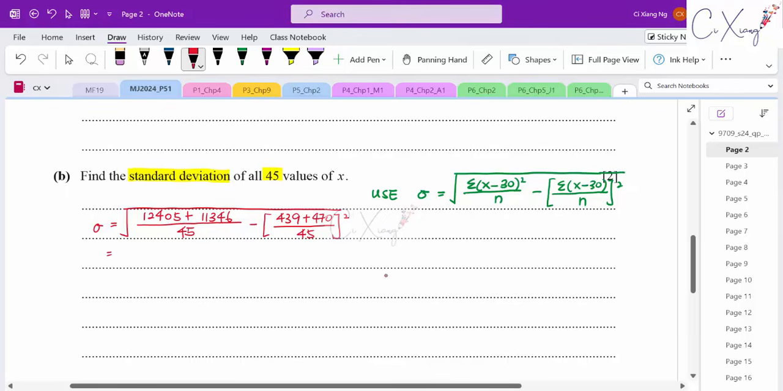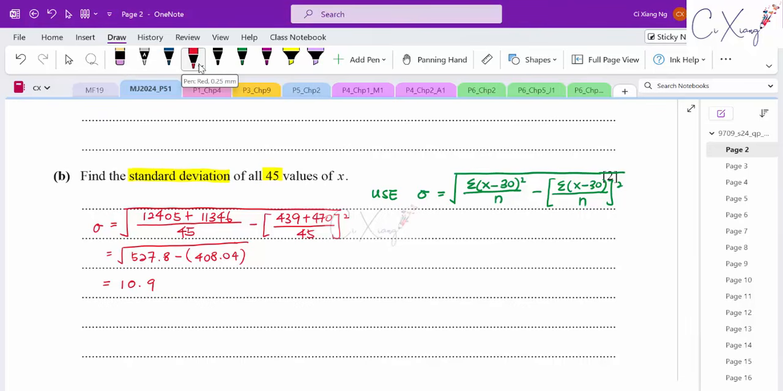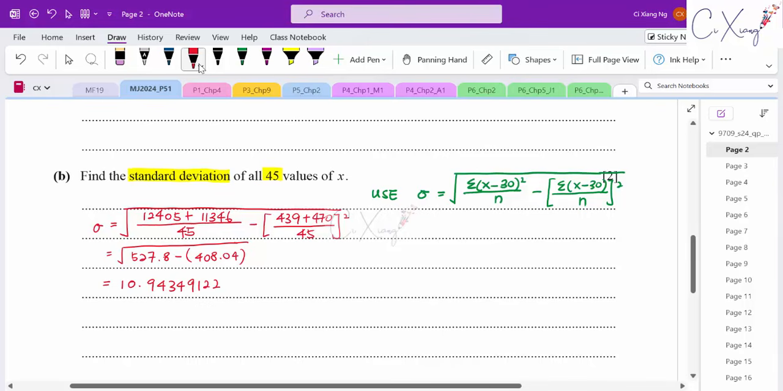So if you don't make a calculator mistake or whatsoever, by right you should have 527.8 minus 408.04. Then you can further simplify it, and after that you should get a long number. If I show it out, I get 10.94349122, and this is a long decimal number, so we should simplify it to become a 3 significant figure answer.